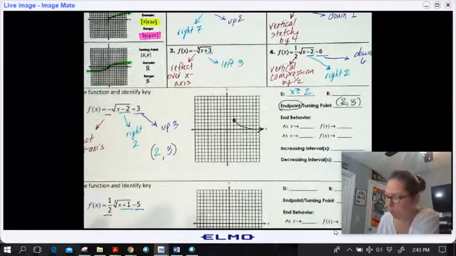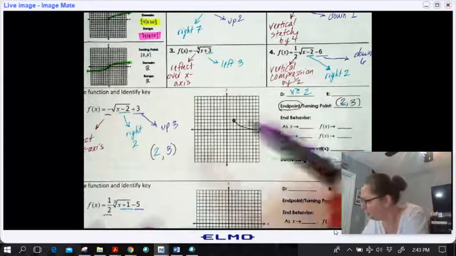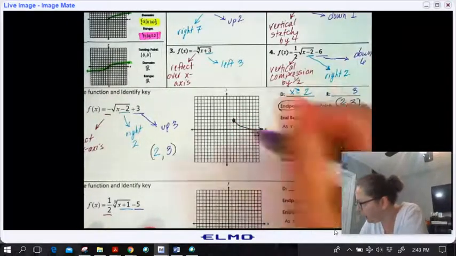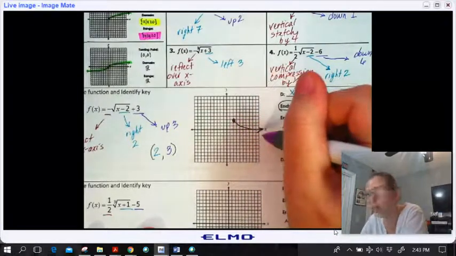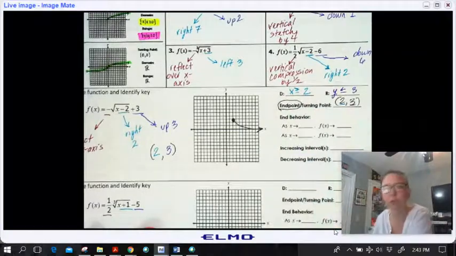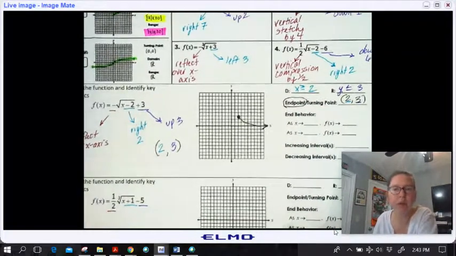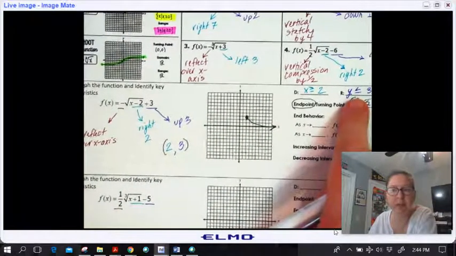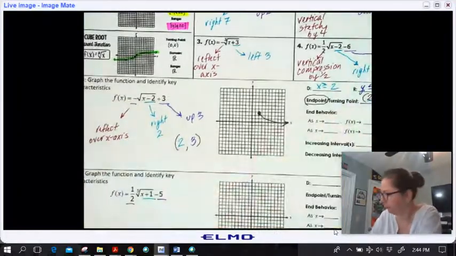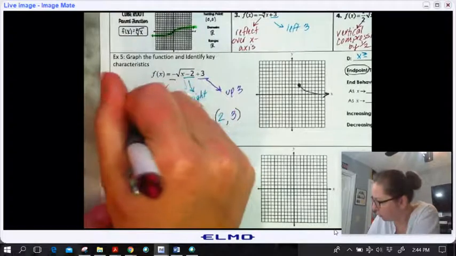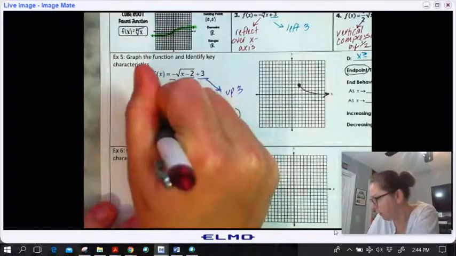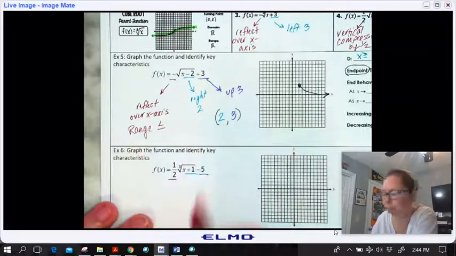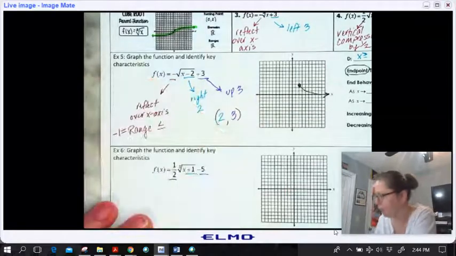What about the y values? Well, the y values going up and down start at this 3, the end point, and the y values are going to be decreasing, going down. So this is going to be less than or equal to 3. Because it was a reflection over the x-axis, it made my range be less than or equal to. If this was a positive, the range would be greater than or equal to.